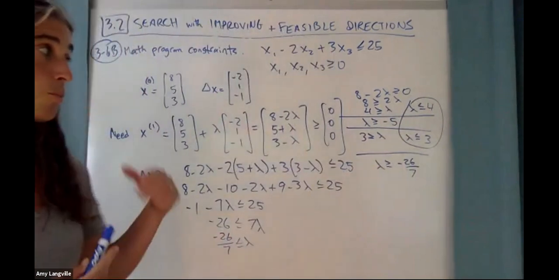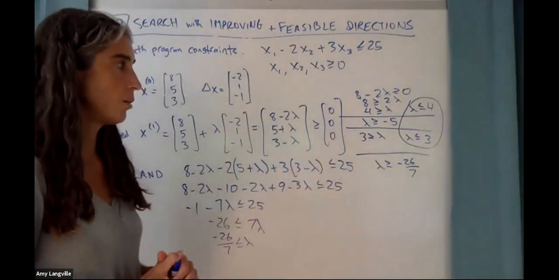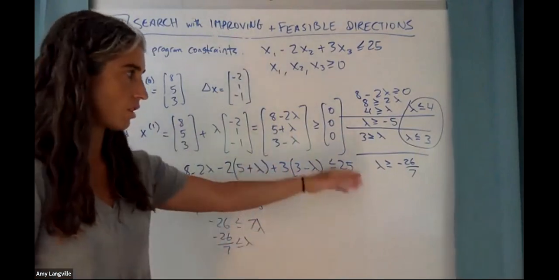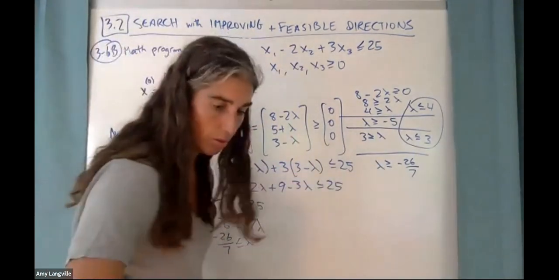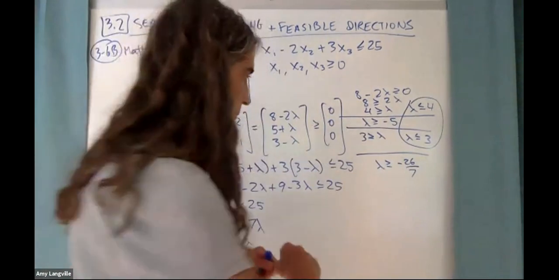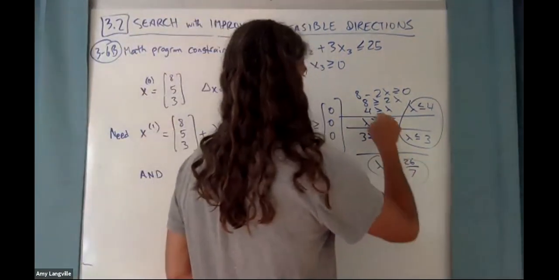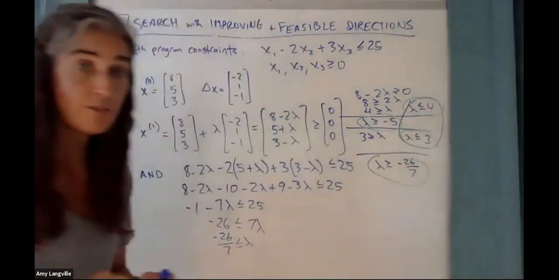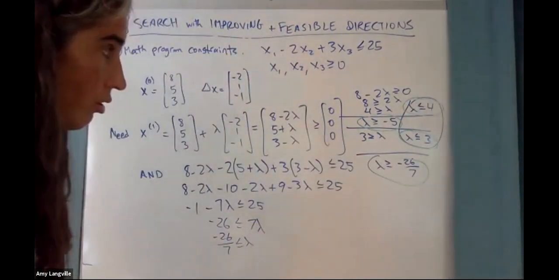We want to choose the biggest step size then, because we need to make a lambda that satisfies all of these constraints. Let me circle the 4 that we're looking at here. This one, this one, this one, and this one. So we need to satisfy all of those circled in green.